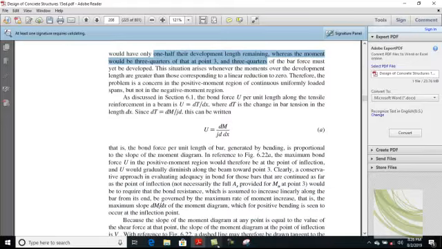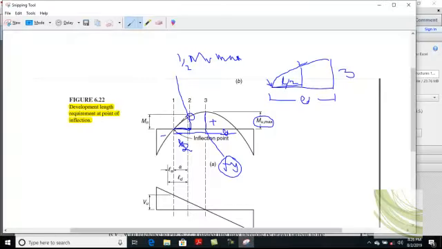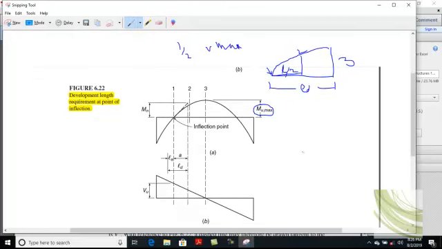Now, this basically means that this kind of situation occurs where the moment is maximum along the development length. I can explain this from this kind of diagram. If this is my moment diagram, clear?